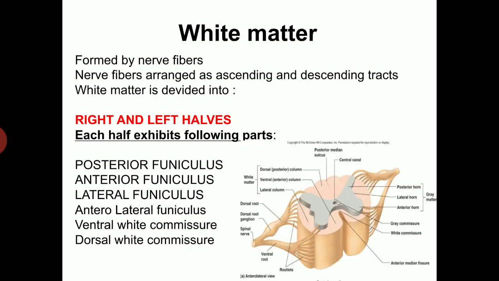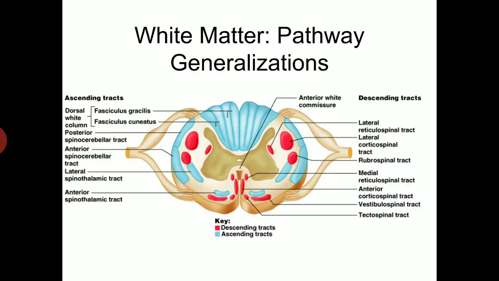White matter, as we know, is formed by nerve fibers arranged as ascending and descending tracts, and it is divided into right and left halves. Each half exhibits the following parts: posterior funiculus, anterior funiculus, and lateral funiculus. Now, presentation of white matter. Most ascending and descending tracts pass through this white matter.